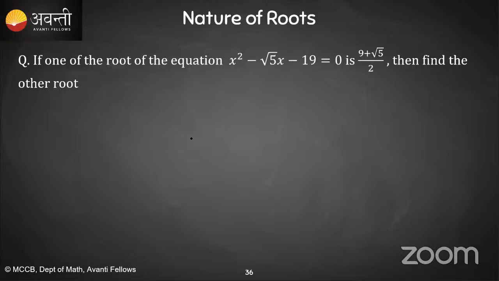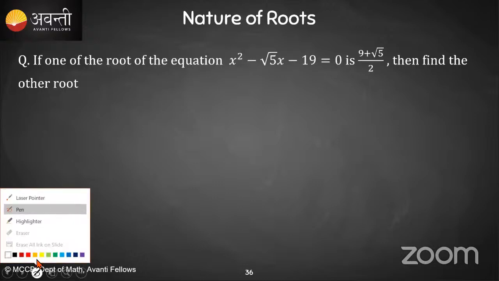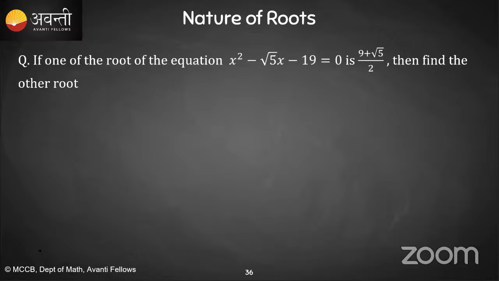Okay, so now this question, everyone tell me the answer. The question is saying that one of the roots of the equation x square minus root 5 into x plus 19 equal to 0 is 9 plus root 5 by 2, then find the other root. Everyone tell me quickly in the chat box, one of the roots is 9 plus root 5 by 2, then find the other root. Quickly tell me in the chat box. Everyone, what are you doing, give the answer quickly.